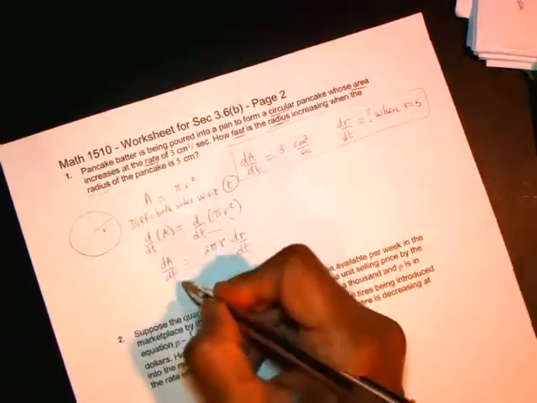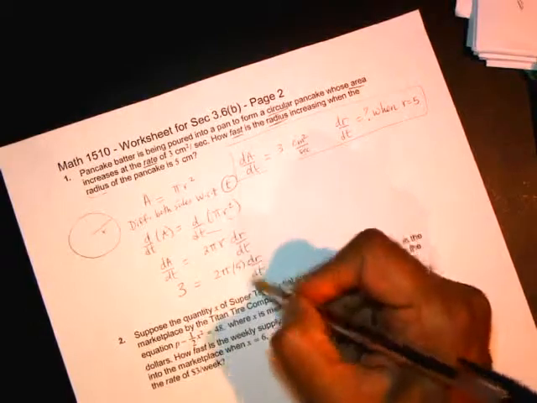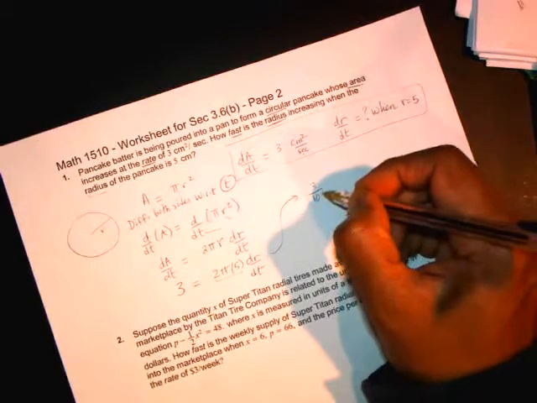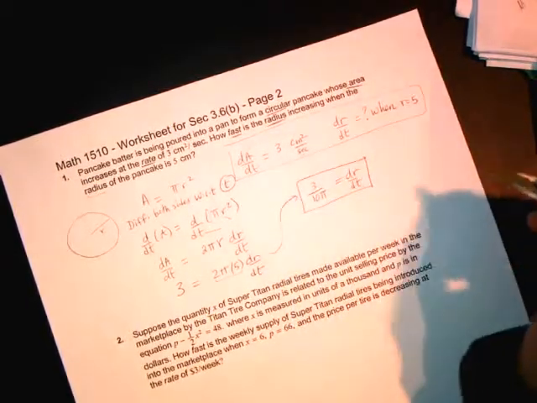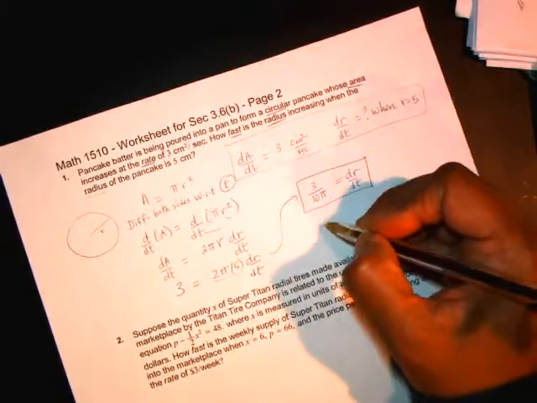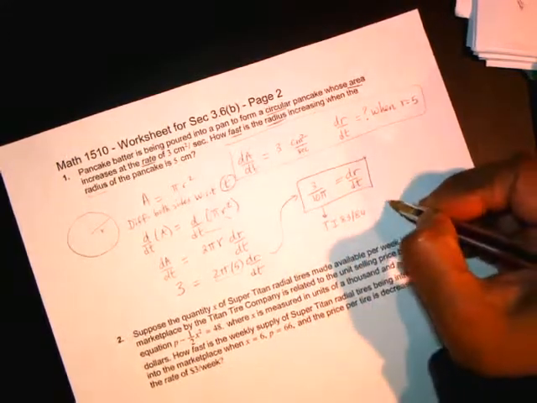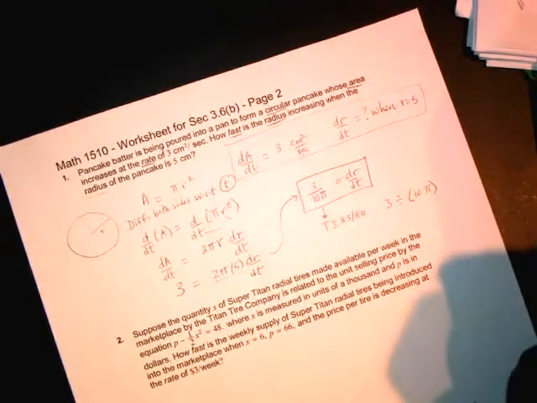Now we know dA/dt, it's 3. 2 pi r, r is given to be 5. dr/dt is what we need to find, so we'll keep it there. This is 10 pi, so if I divide both sides by 10 pi, I get dr/dt. You can leave your answer in this form, or you can put it in your calculator and get an approximation. Make sure to put parentheses. If you type this into your calculator on your TI 83 or 84, type in 3 divided by parentheses 10 pi, or else it will be wrong.